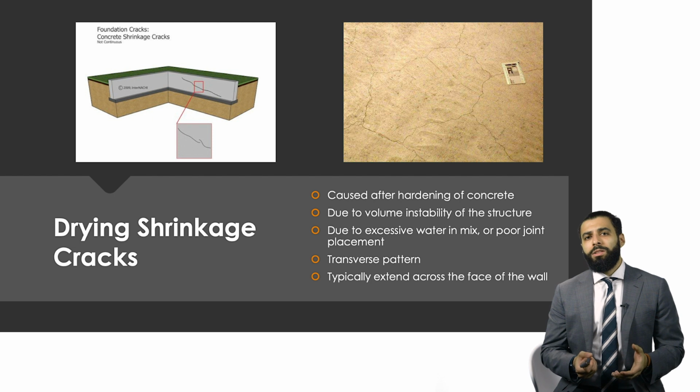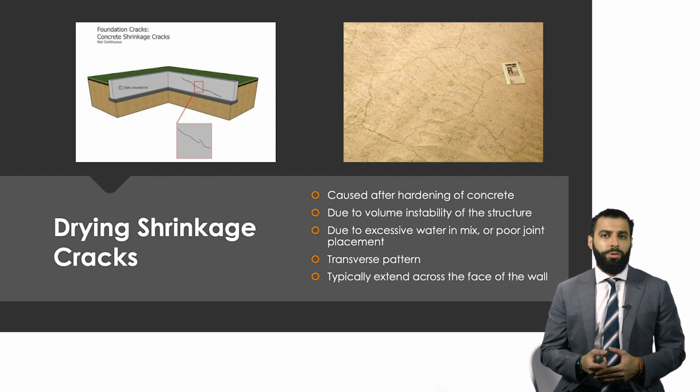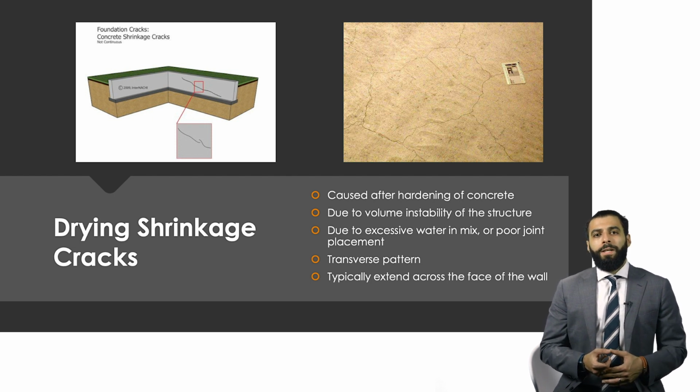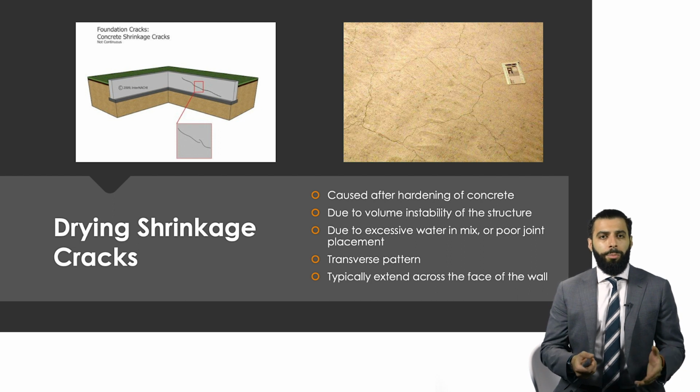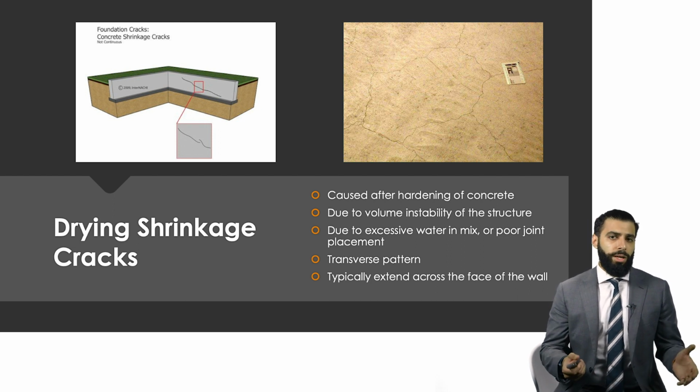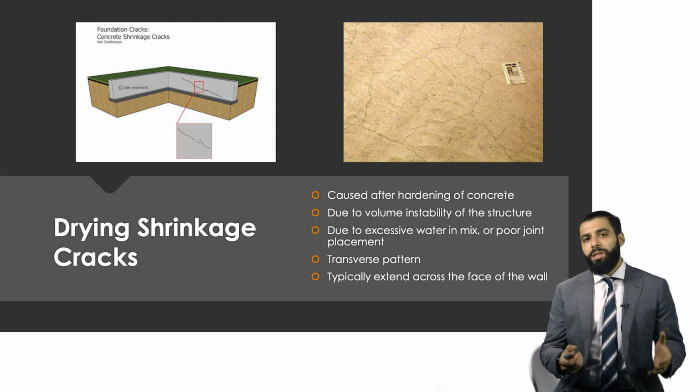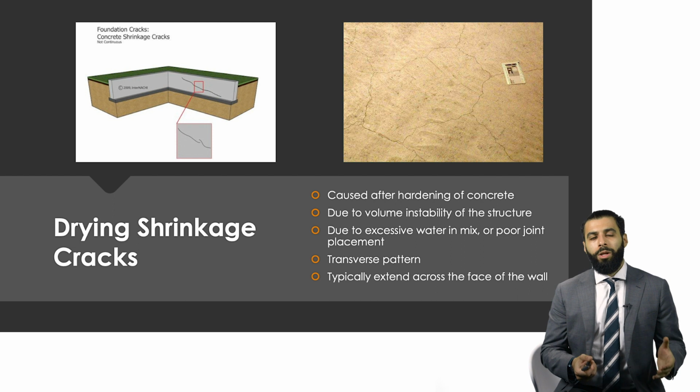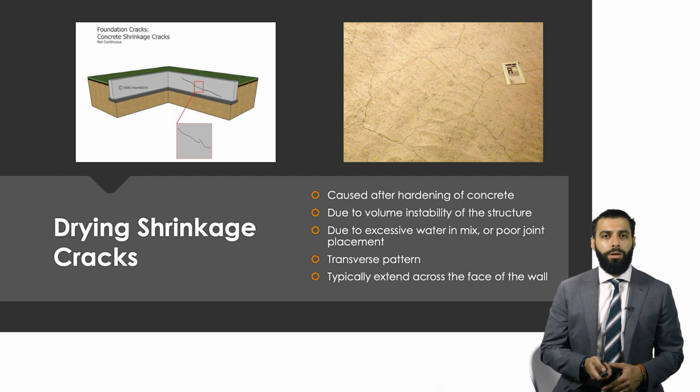The pattern that is very common when it comes to drying shrinkage cracks is what you see in front of you on the screen. It's more of a transverse pattern, and they typically happen on large surfaces. So if you're talking about, say, for instance, slabs, but sometimes when you have a vertical element such as a wall, you can notice these cracks because they have this diagonal pattern, and you can see that on the left-hand side of the screen.